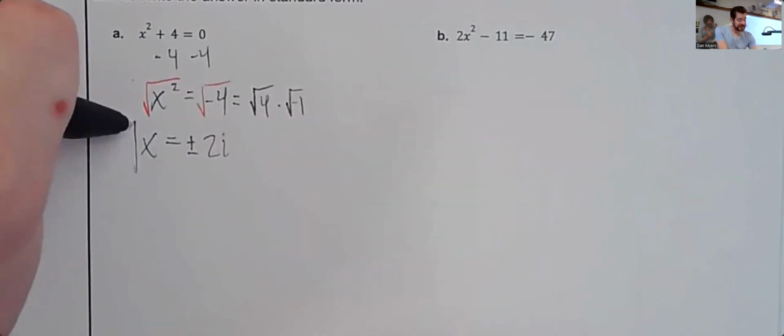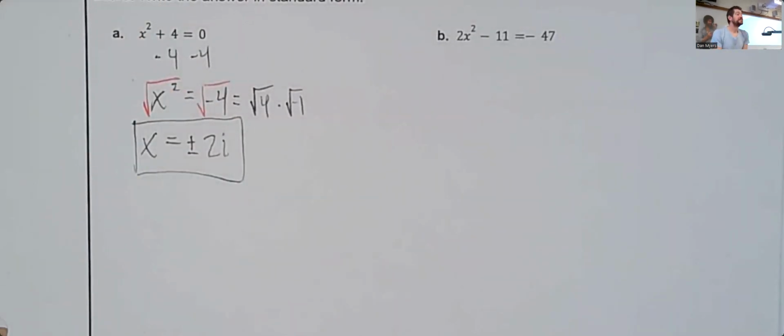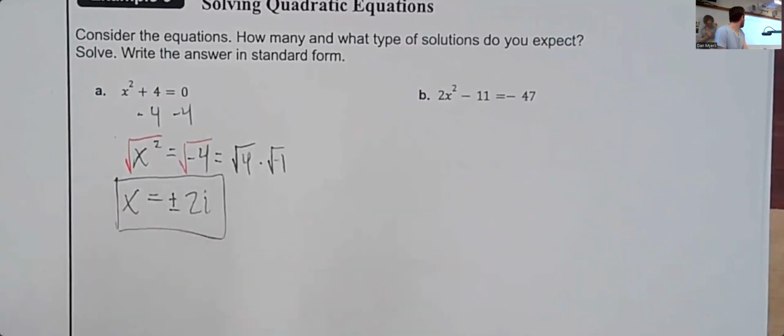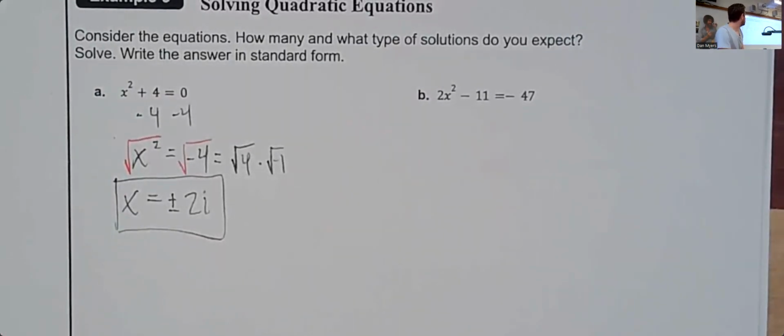So we're literally doing the exact same thing we did yesterday. We're just using it in conjunction with our solving using square roots method. But in terms of simplifying, we're doing the same thing we did to simplify yesterday. So the question right up here says, consider the equation. How many and what type of solutions would you expect?